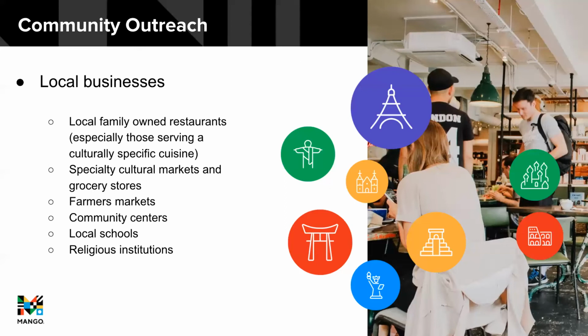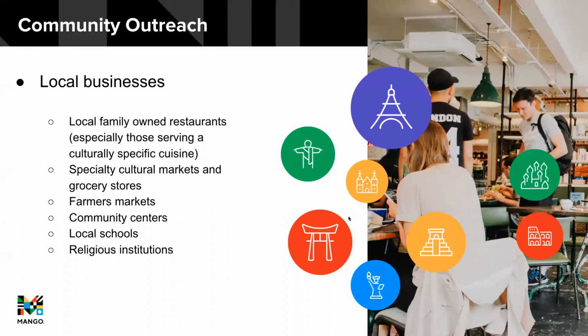Community centers are great as well. A lot of community centers have conversation groups for people who are looking to learn English or some other world languages. And this is a great opportunity to encourage them to incorporate Mango into those conversation groups. Religious institutions are also a really great place to reach out to as well. Religious institutions oftentimes serve as a sanctuary for immigrants who still might be learning to adjust to living in the States and still learning English.